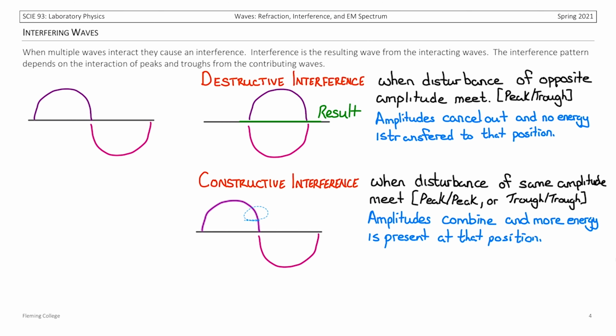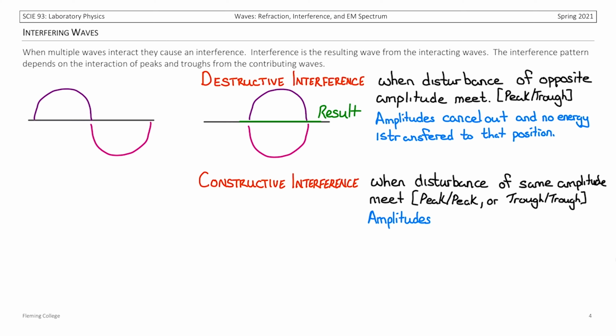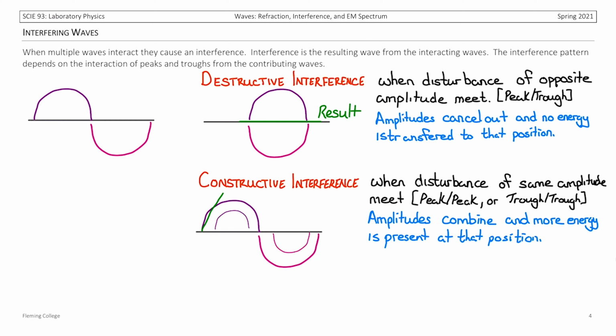In this situation, we're going to consider our large amplitude and a smaller amplitude meeting. And we see that the amplitudes will combine and more energy will be present at that position. So the two positive amplitudes combine to make an even larger positive amplitude, and the two negative amplitudes combine to make an even larger negative amplitude. Interference patterns don't just happen at peaks and troughs, they happen at all sorts of combinations in between.